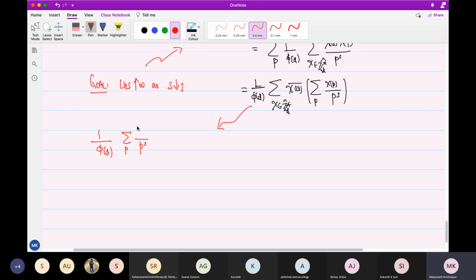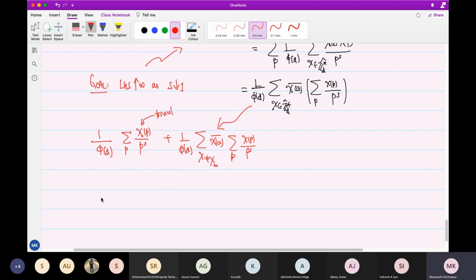So this will be the trivial character, plus 1 over phi of d times the sum over all chi not equal to chi naught. So this is the trivial one, and these are the non-trivial ones, with chi of a bar times chi of p over p to the power s.